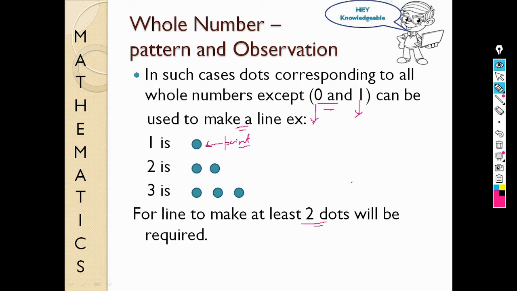So if you see, the dots representing 2 can be put adjacent to each other to create a line. In the same way, the dots representing 3 can be put adjacent to each other to make a line. And similarly, the dots corresponding to all the whole numbers can be used to make a line.